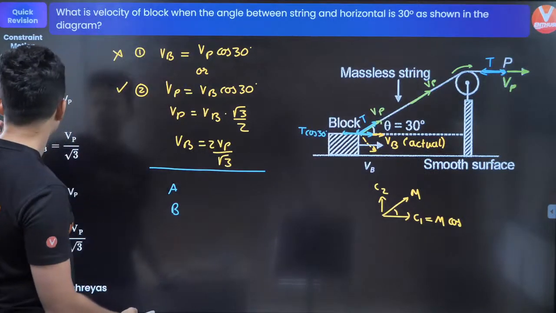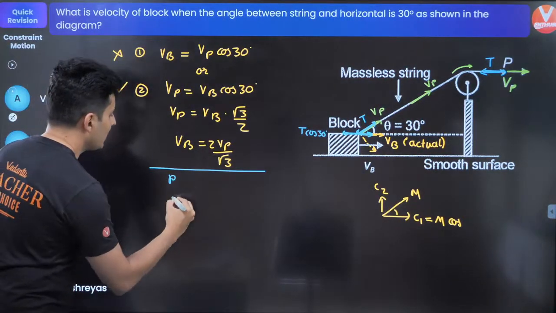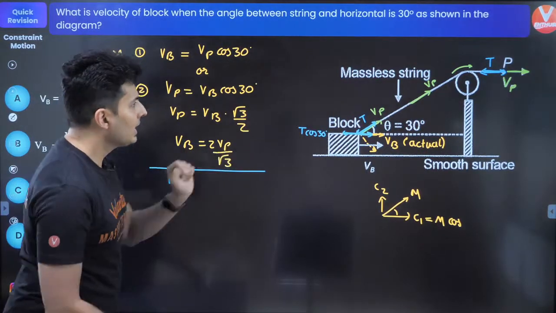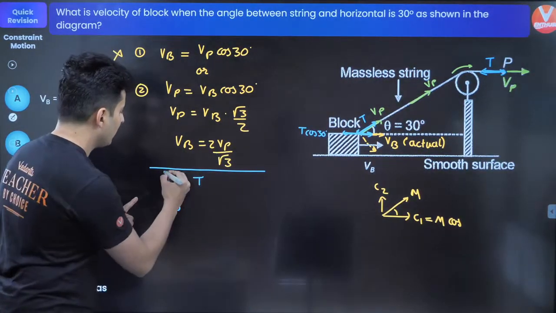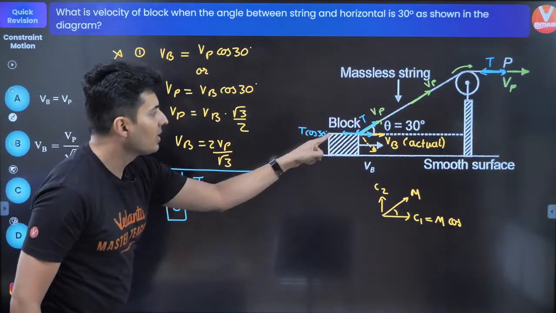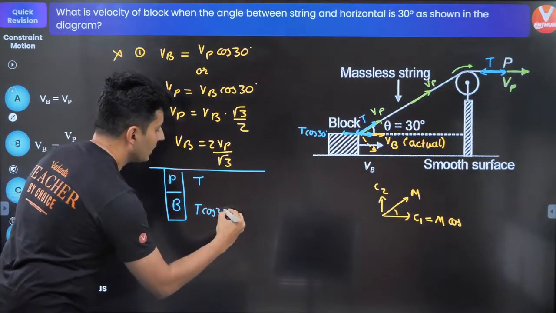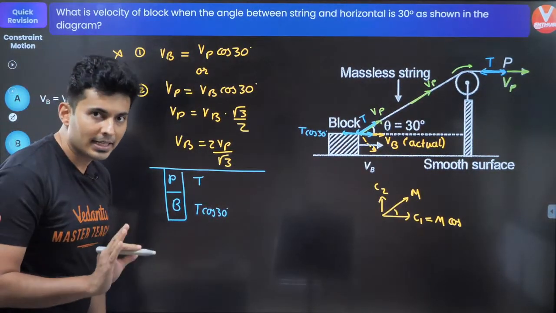Sorry, not A and B, my bad. It's P and B. For P and B, for P, the tension is T, correct? This is for P and B separately. For point P, the tension is T. For the block, the tension is T cos 30. That's what it is, correct?